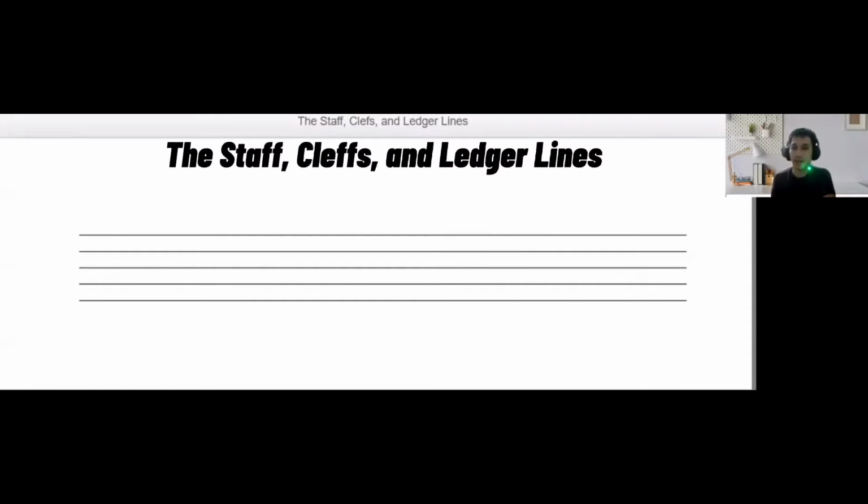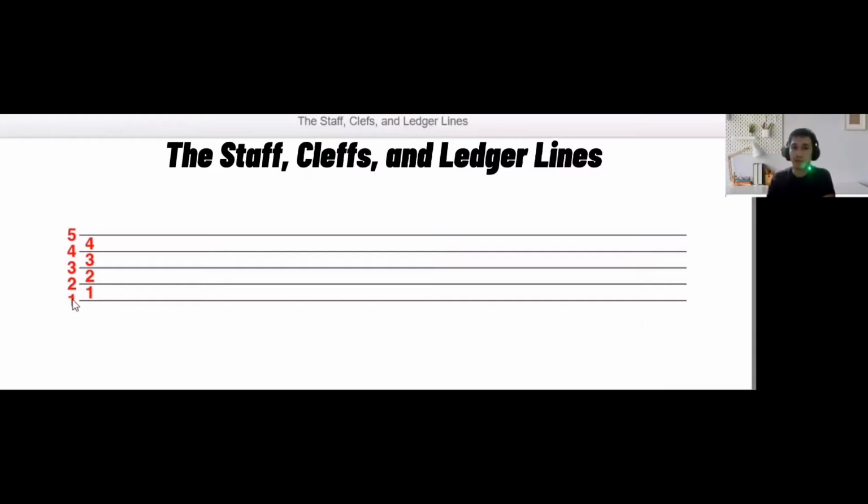Hello, today we're going to be learning about staff, clefs, and ledger lines. What you are seeing right now is an example of a musical staff. You can usually see this in any musical pieces or musical sheets. These are used to guide you and to write music. The modern staff comprises 5 lines and 4 spaces.